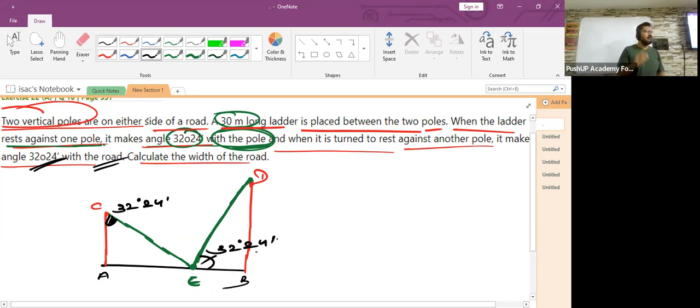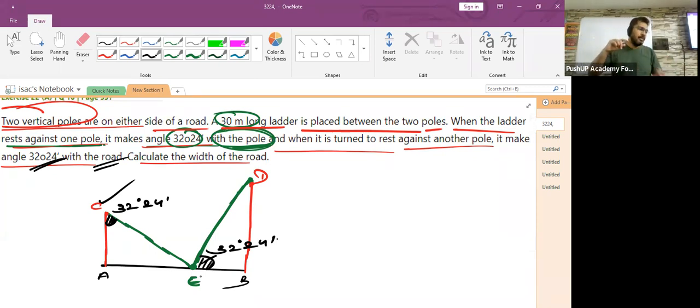Now is it clear? Is this part clear, children? Why was this angle 32-24 in the first attempt and why is this angle 32-24 in the second attempt? Because in the first one, it was the angle between the ladder and the pole. In the second scenario, it is the angle between the ladder and the road. Okay. Children, any doubt? Online students, can you please ask your doubts if you have any?